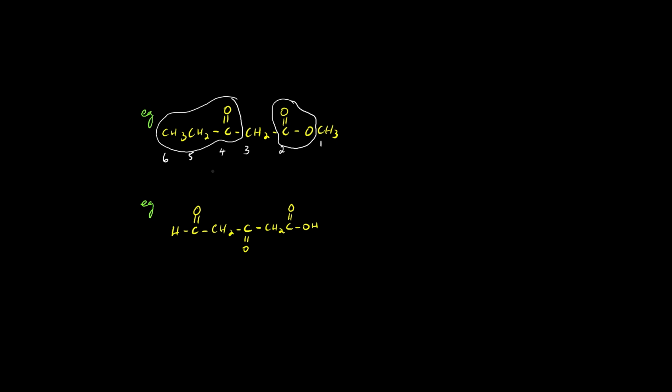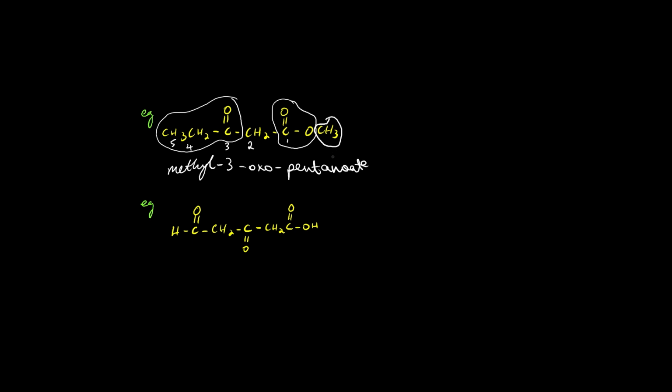The name would be, we will start from here actually because that is where the ester linkage is. And this methyl group is going to be a substituent, right? So now let's look at this. The name is methyl 3-oxopentanoate.